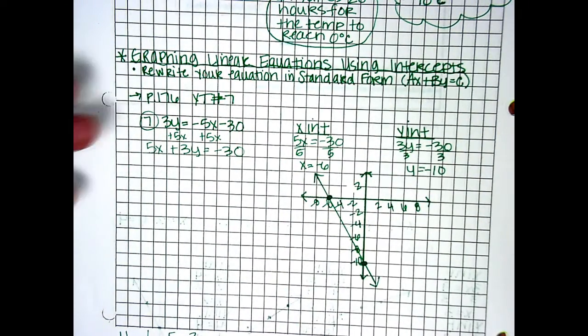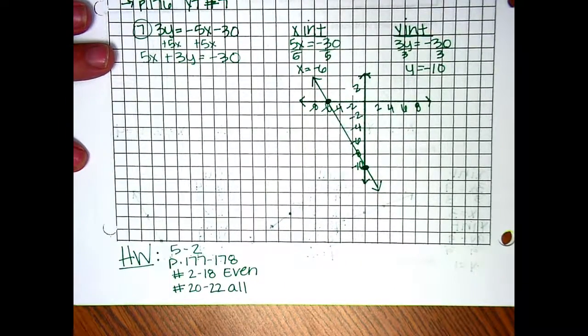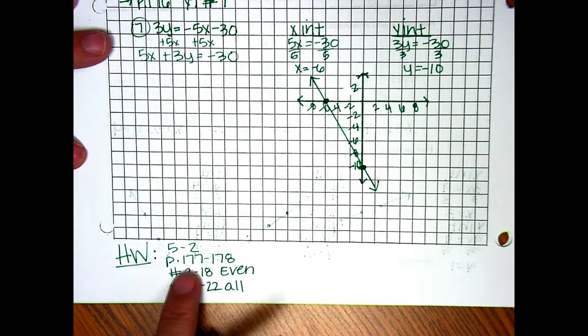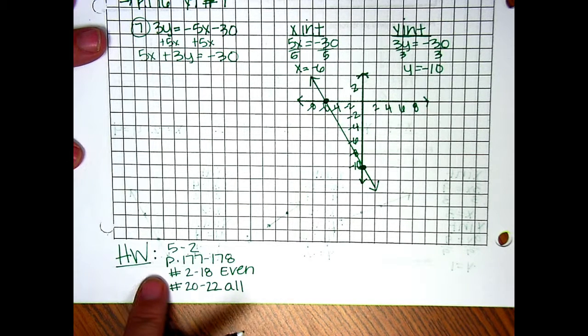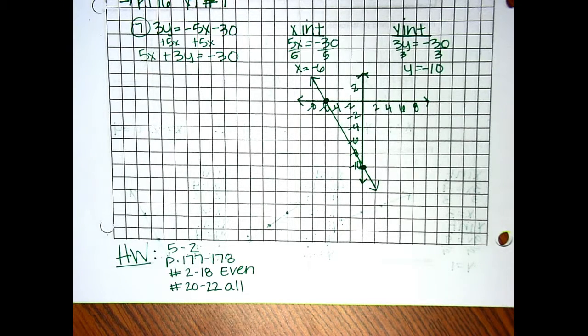The homework for this lesson is 5-2. It's on page 177 to 178. You're going to do numbers 2 through 18 even and 20 to 22 all.